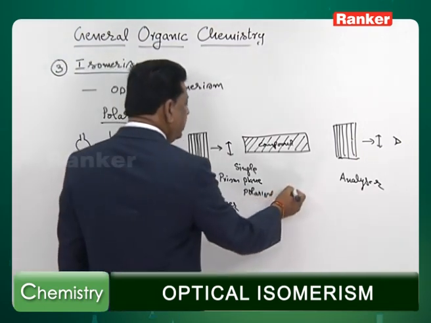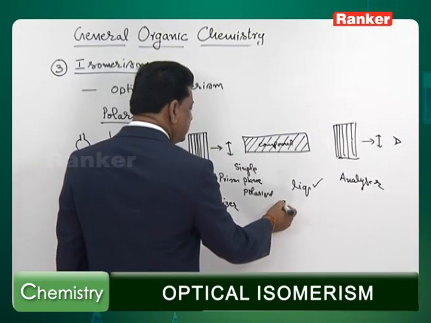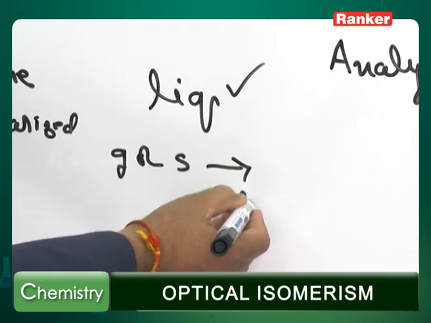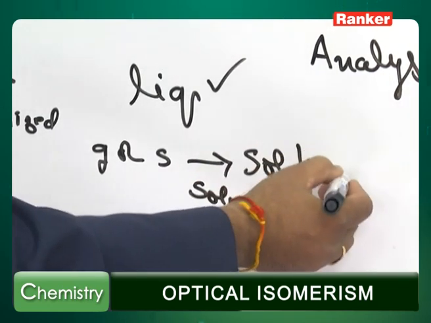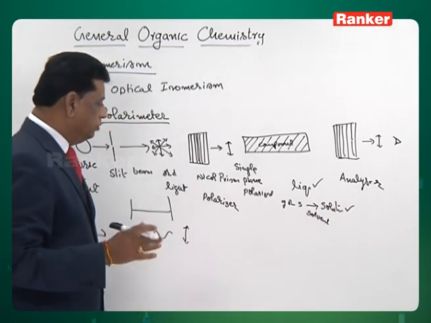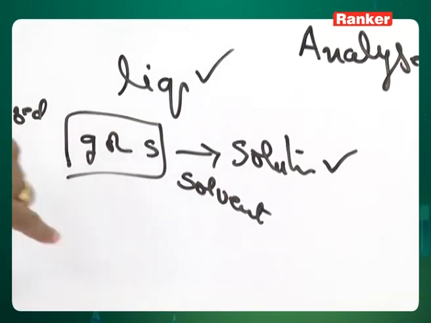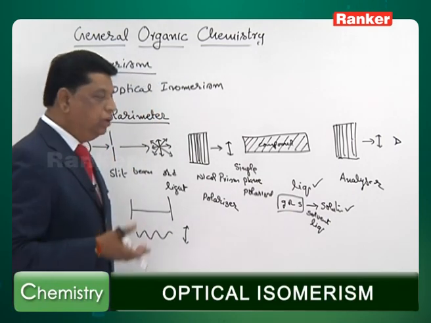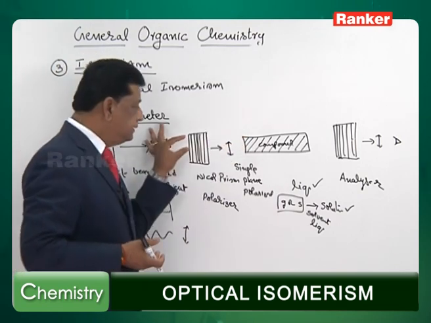Compound can be in the form of liquid, okay, or if you take a gas or solid, you dissolve it in a suitable solvent so that a solution is formed. So, you take the solution or liquid, but not gas or solid. These two are not allowed. They are dissolved in a suitable liquid solvent so that you get a solution. That solution you take here and again pass the same light.